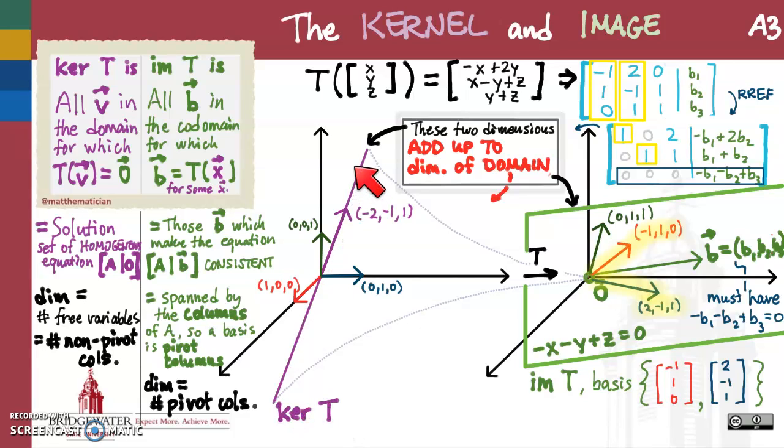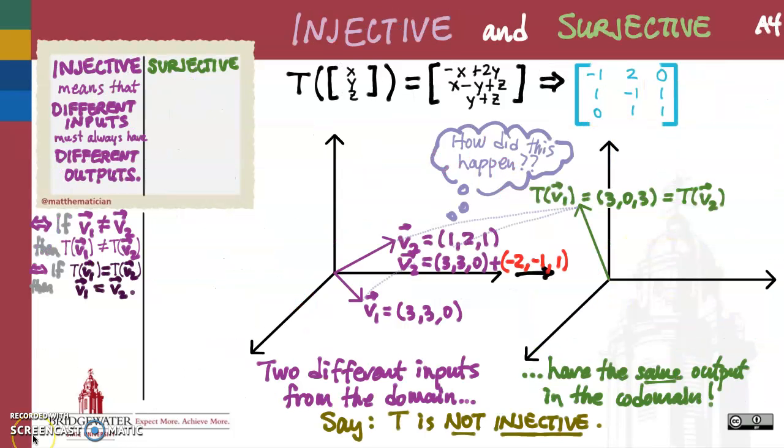And remember, the kernel is the set of everything that a linear transformation collapses to zero when it does its work. It's everything that maps to the zero vector in the codomain. So -2, -1, 1 is what we call a null vector for this linear transformation, because this linear transformation squashes that vector away to zero when it does its work. So the difference between our two vectors v1 and v2 is a vector -2, -1, 1 that we know this linear transformation sends to zero. It's a vector that lies in the kernel of T.